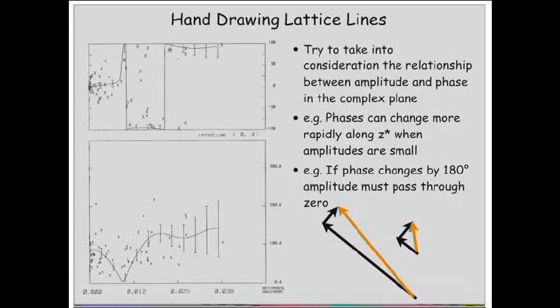If you're hand drawing, you need to do some thinking sometimes. For instance, you need to take into account how amplitude and phase are related in the complex plane. So here's an example. Phases can change much more rapidly along Z star when the amplitudes are small. Here we have two amplitudes, a big one and a small one. If we change it ever so slightly by the same amount, you see that the phase angle changes much more rapidly for this small amplitude.